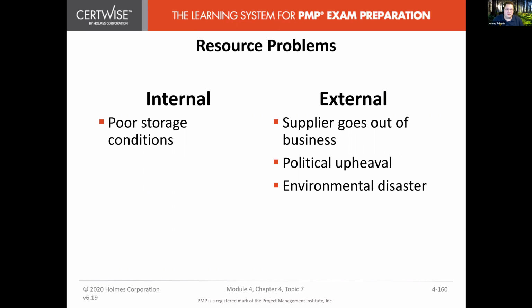Environmental disasters, you know, hurricanes, tornadoes, earthquakes, fires. Well, essentially in the United States, we have all the natural disasters that can possibly happen, that do happen in the United States. So there could be all sorts of external threats to our resources.